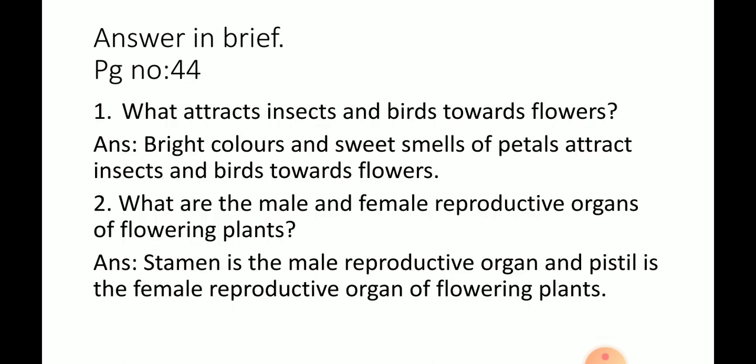So we have completed chapter 4 and today your homework is to do exercise 4, answer in brief, page number 44 in the copy.